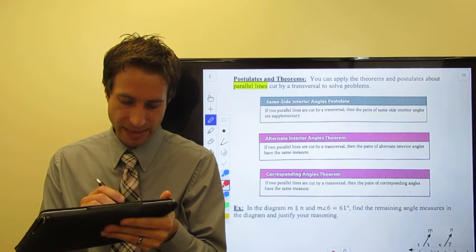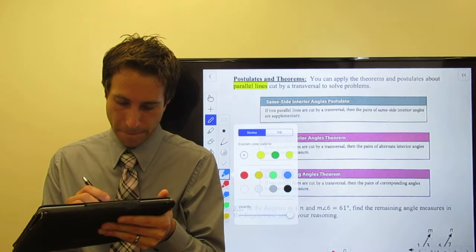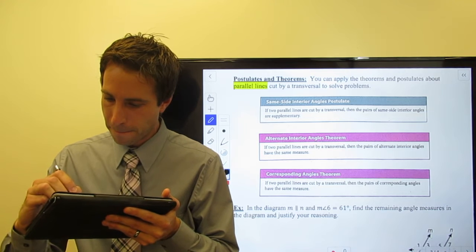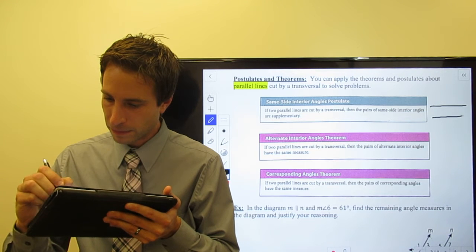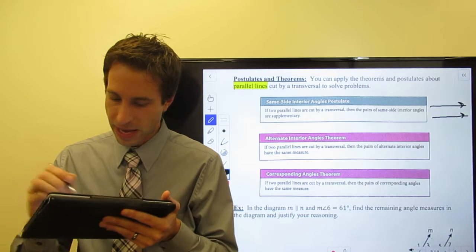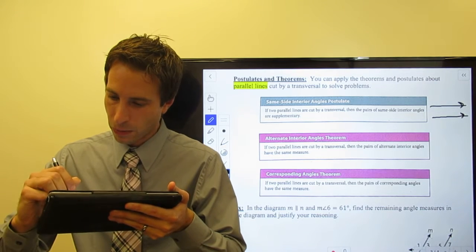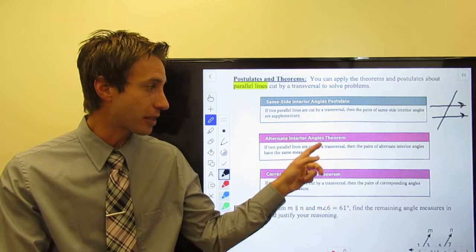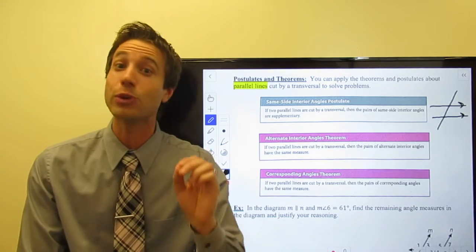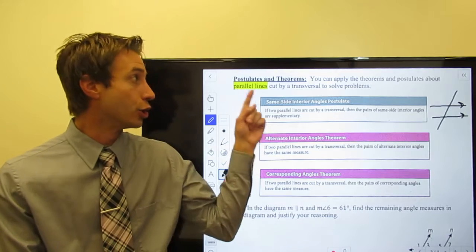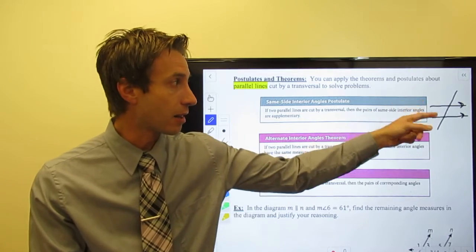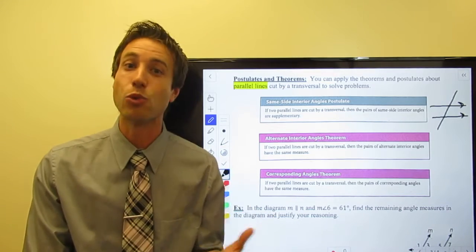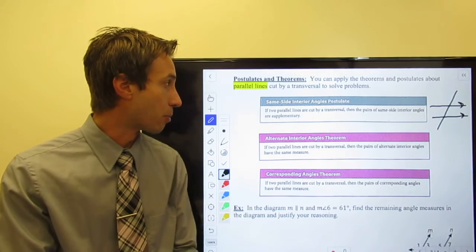So the only time that this stuff works is if I have two parallel lines, and they're cut by a transversal. That is the only time that this postulate and these two theorems apply. The only way you can use them is if you are told you have two parallel lines and they're cut by a transversal. Let's quickly take a look at them, and then we'll use them in an example problem.